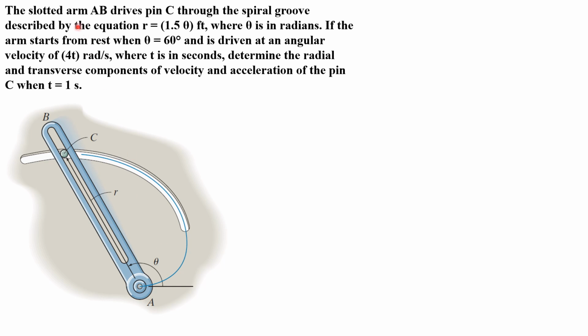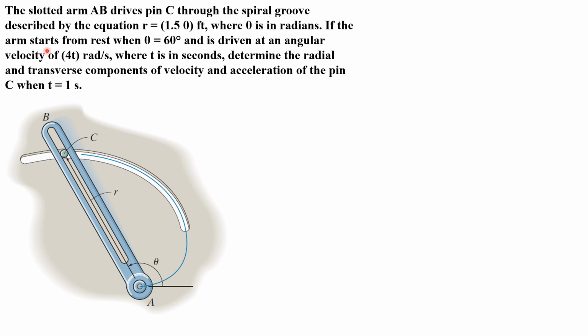This is a question on kinematics using a polar coordinate system. We have the slotted arm AB that drives pin C through the spiral groove described by the equation r = 1.5 theta feet. So the pin C is being driven by this arm going through this groove, and theta here is in radians.